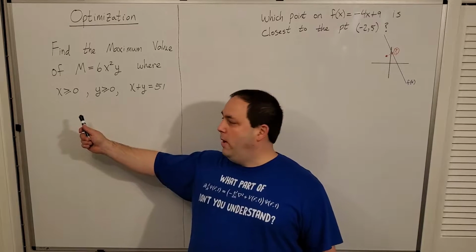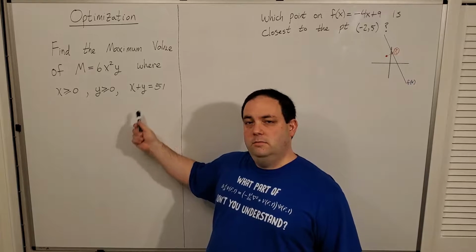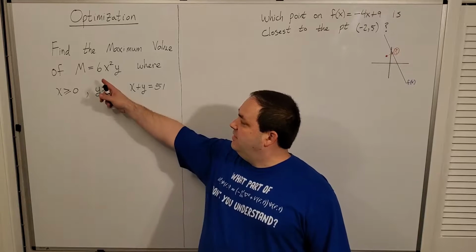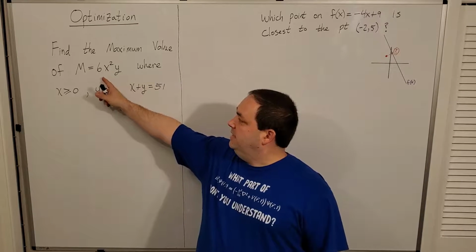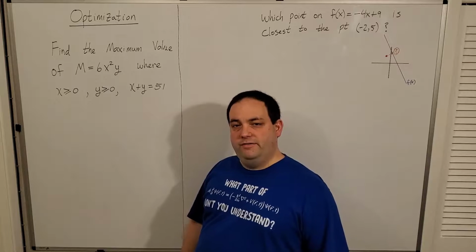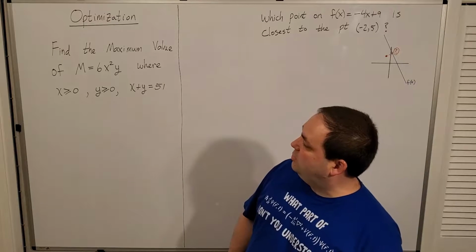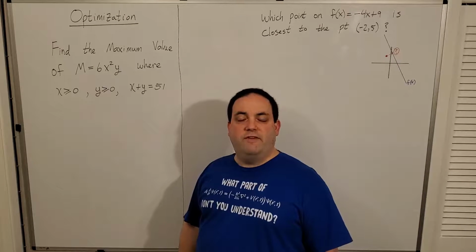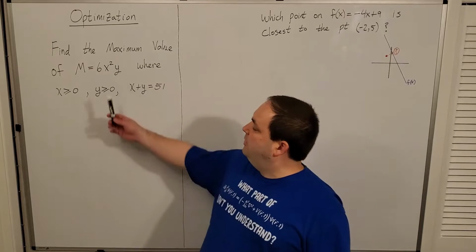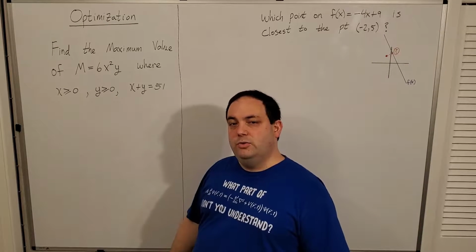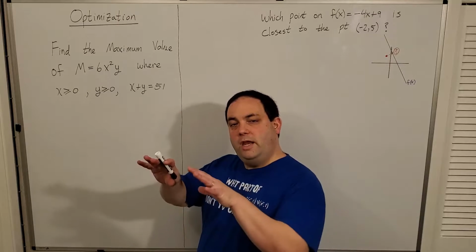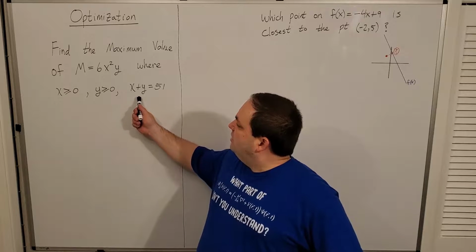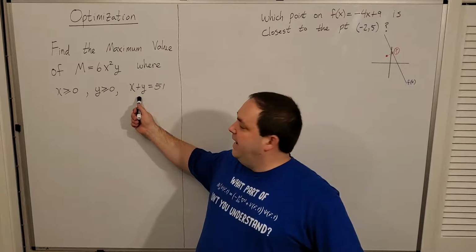The constraining equations here are these bottom three, okay? They're just telling me the rules of the game. And then the thing that I'm optimizing is the thing that it's asking for the maximum value of, right? So m equals 6x squared times y. And what I want to do is make a function of just one variable if I can help it. Okay, so here for m, if I can make that into a function of one variable, then I can apply all of the calculus that we've been talking about here, right? So then this constraint equation right here is going to help me do that.